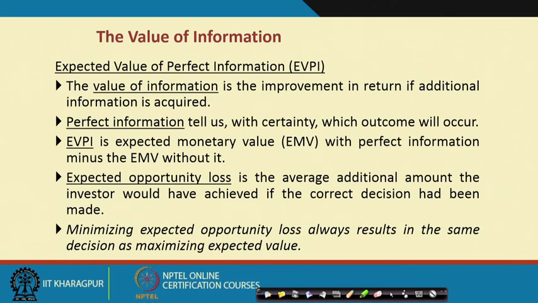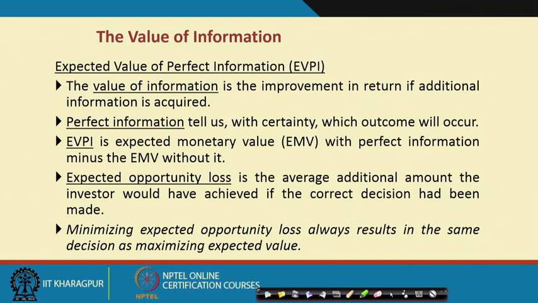In the case of value of information, the particular concept we want to target is called EVPI, that is the expected value of perfect information. The value of information is the improvement in return if additional information is acquired, and perfect information tells us with certainty which outcome will occur. Finally, EVPI is the expected monetary value, that is EMV, with the perfect information minus the EMV without it.